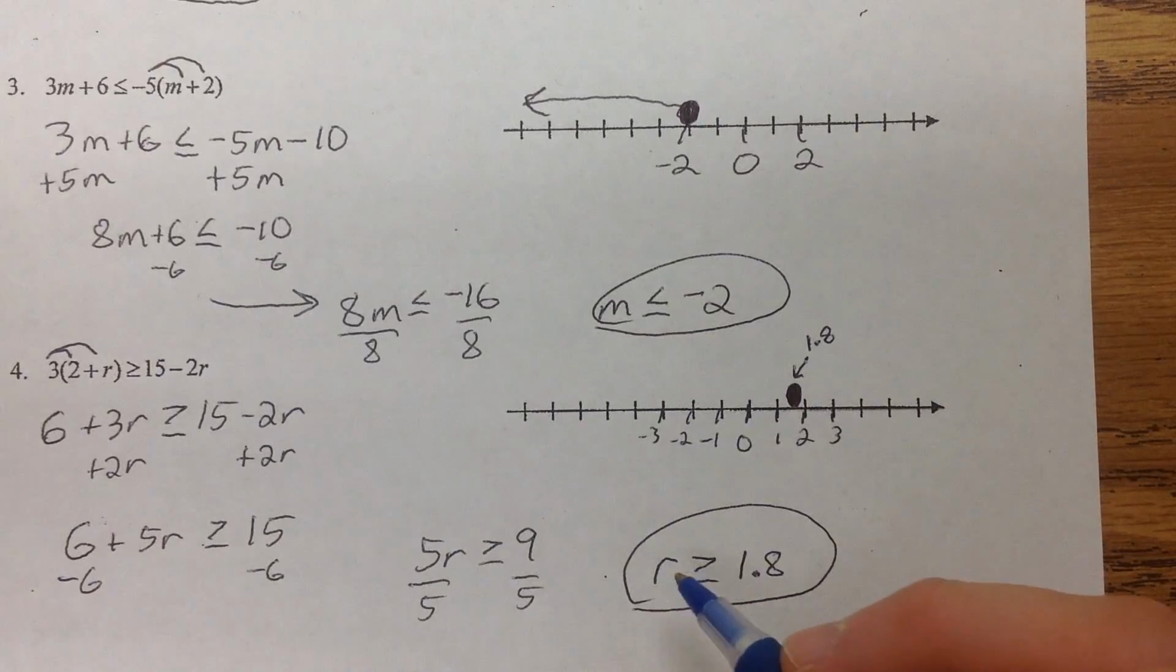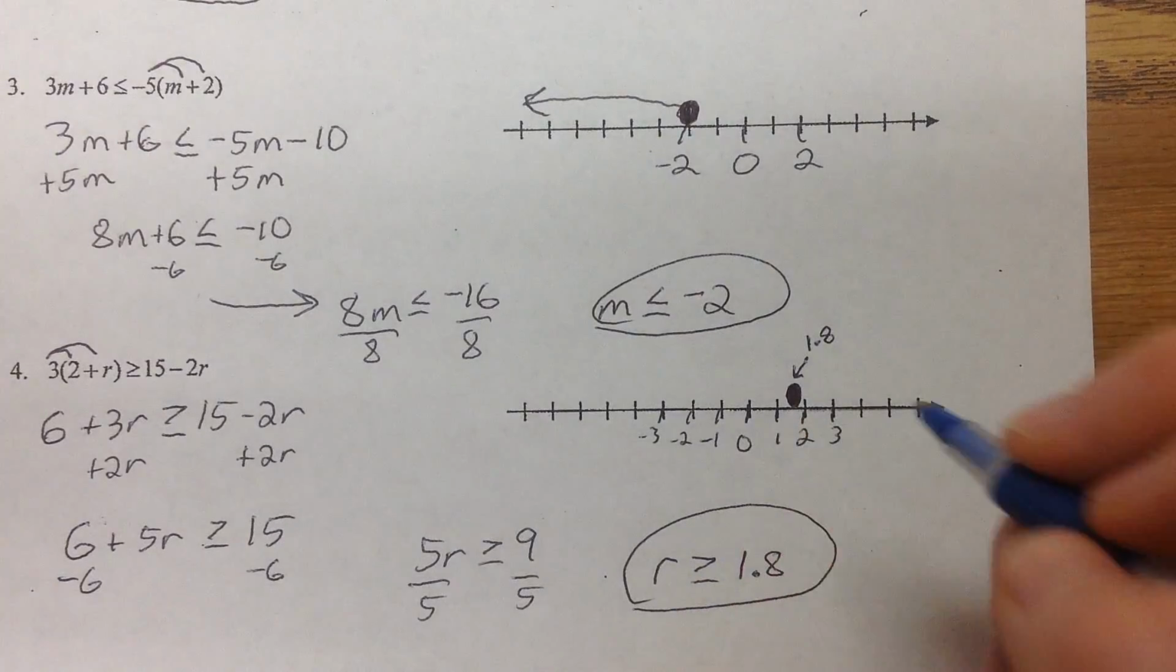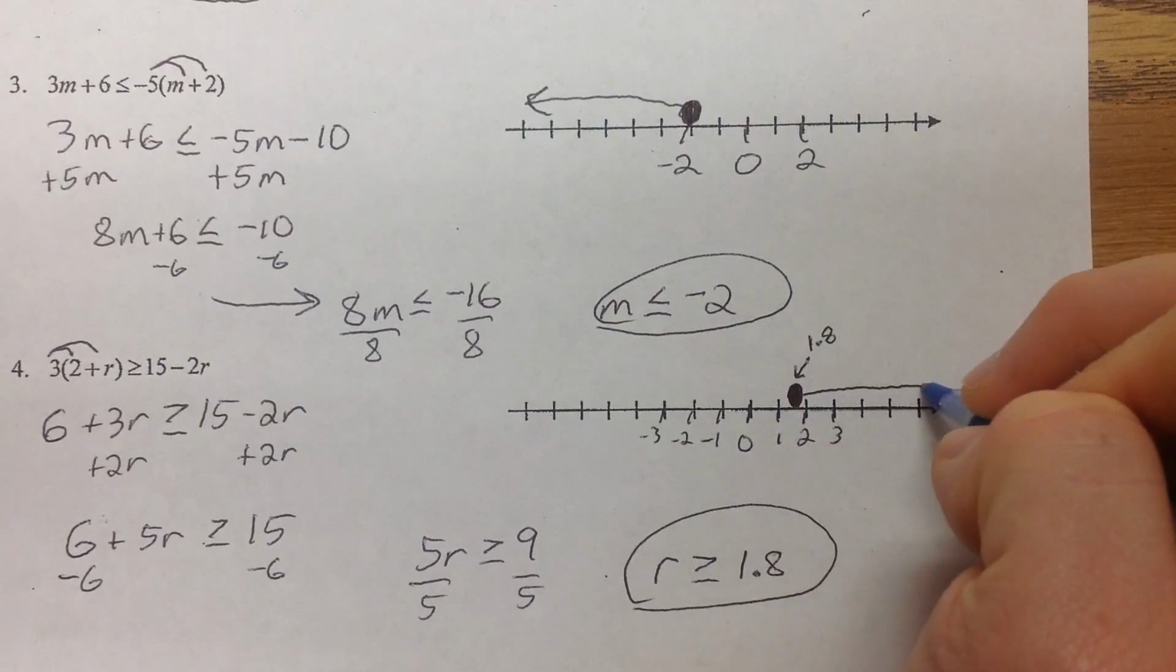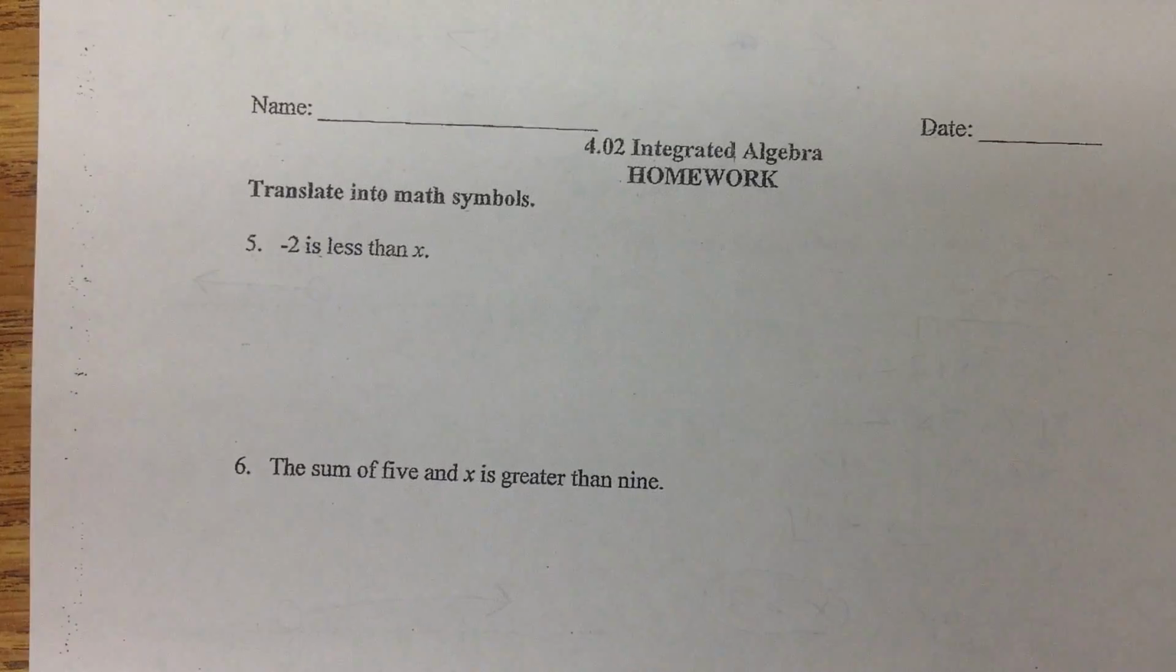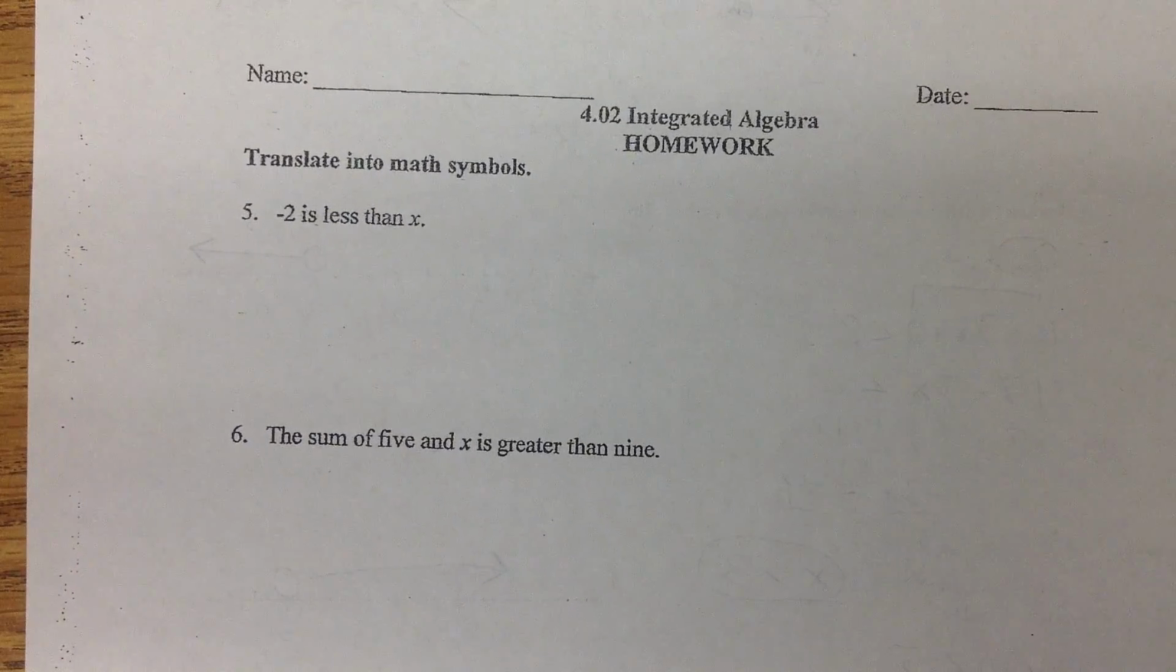And then if we look at this, r is greater than or equal to 1.8. So that's going to be off to the right because those are all the numbers that are greater than or equal to 1.8. All right, let's take a look at the back. There's just a little translation here. So we're going to start kind of practicing translation. We have -2 is less than x, and then the sum of 5 and x is greater than 9. So let's do these one at a time.